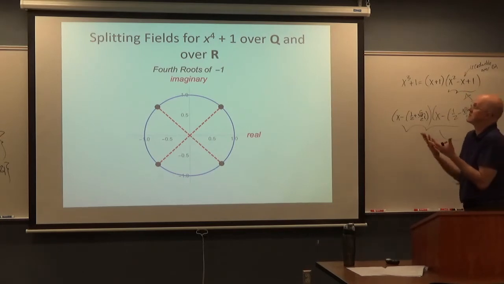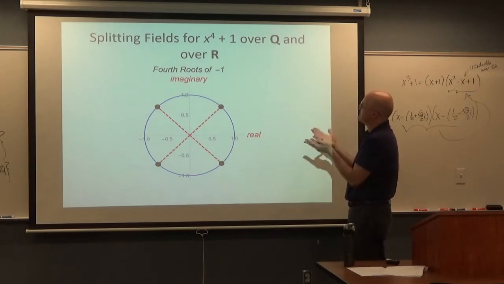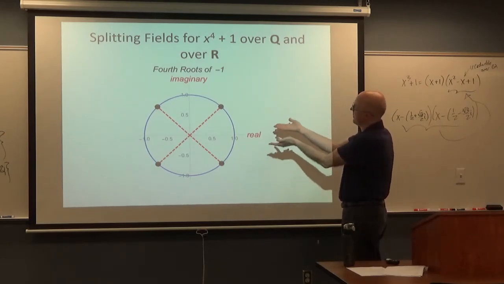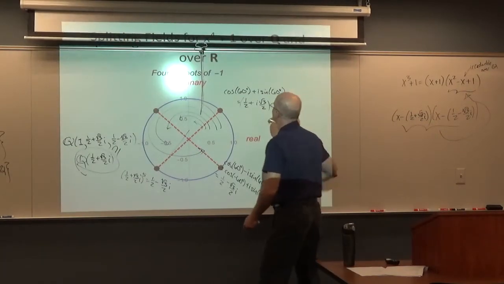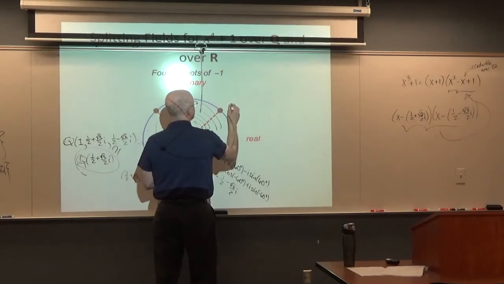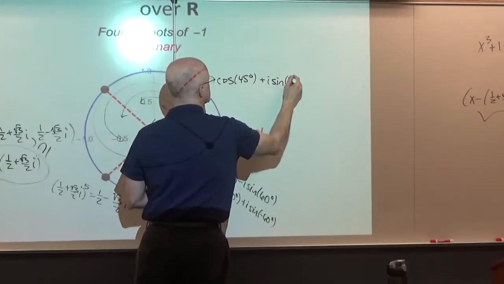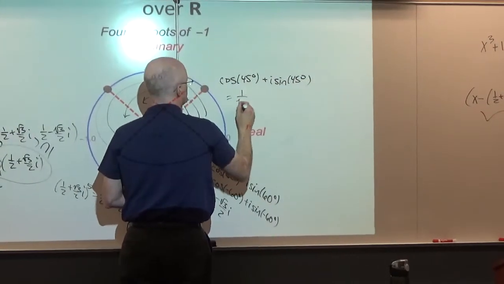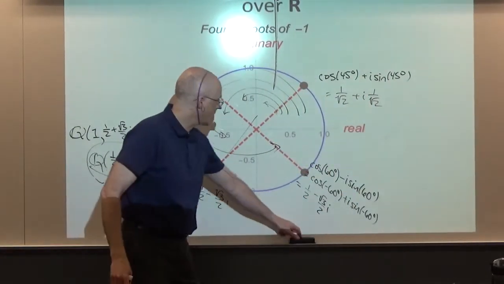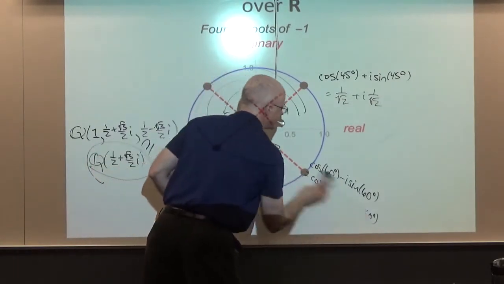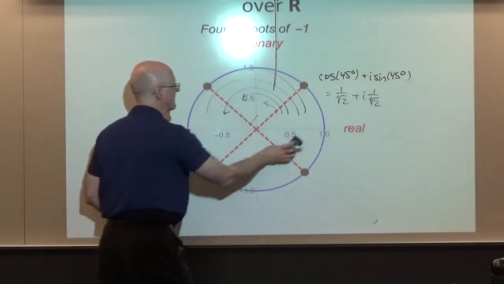Splitting field for, this is really two examples, x to the fourth plus 1, over two different fields, over Q and over R. In both situations, we still have these same fourth roots. These are the fourth roots of -1. This one is cos 45 degrees plus i sine 45 degrees, 1 over root 2 plus i times 1 over root 2. And these other roots are plus or minus those things, applying plus or minus to both the real part and the imaginary part by the symmetry of the picture. You can see that.